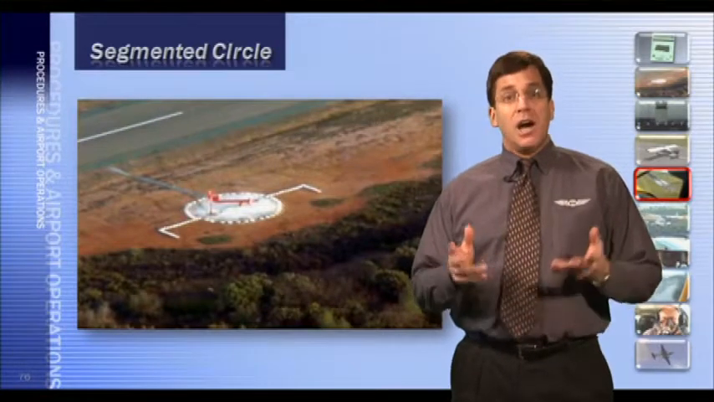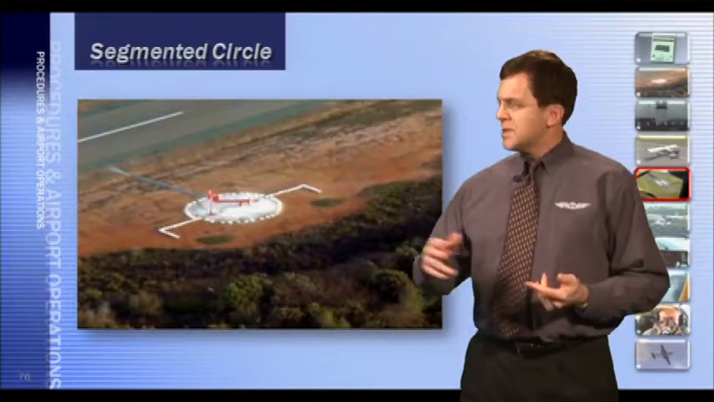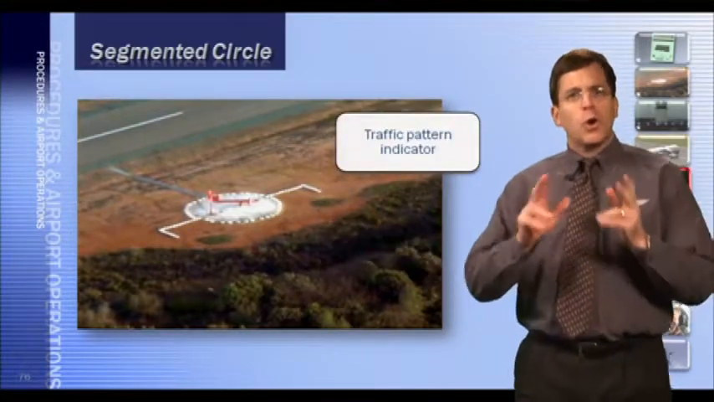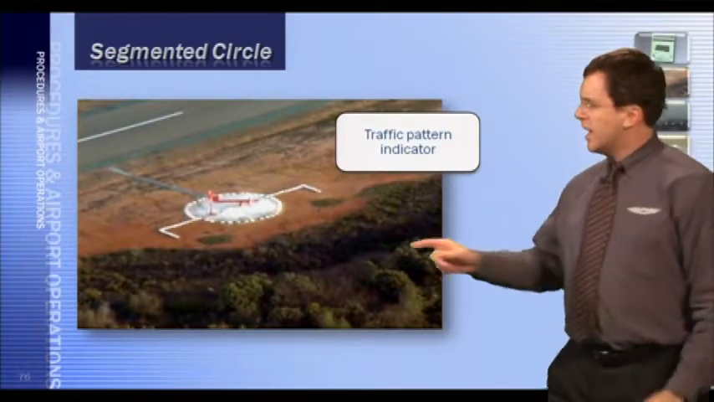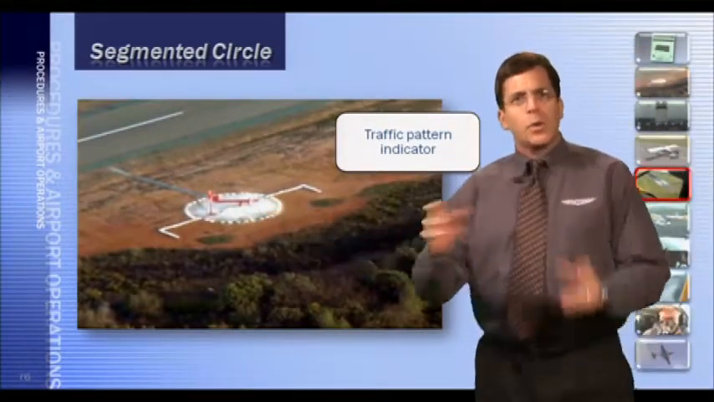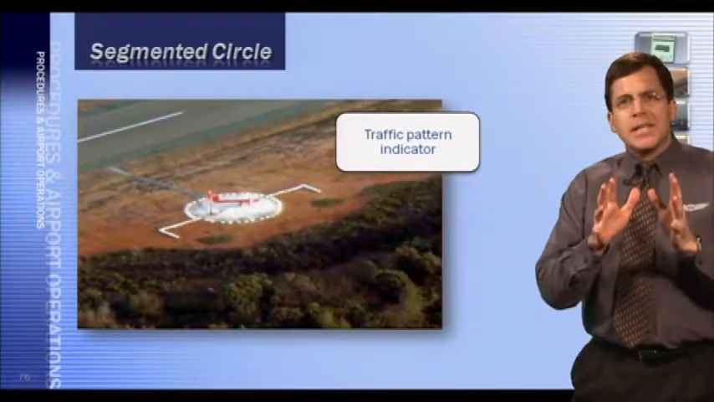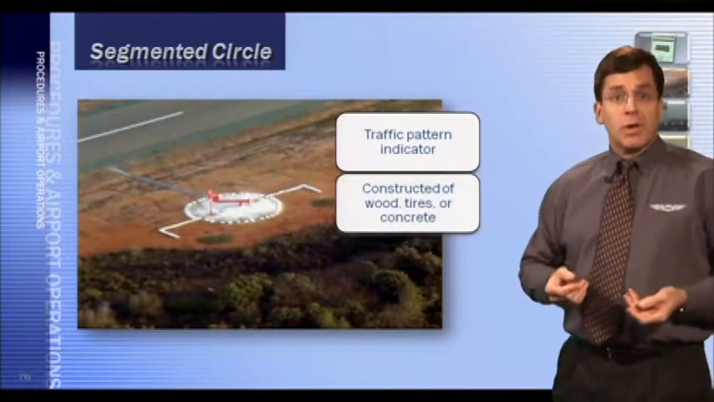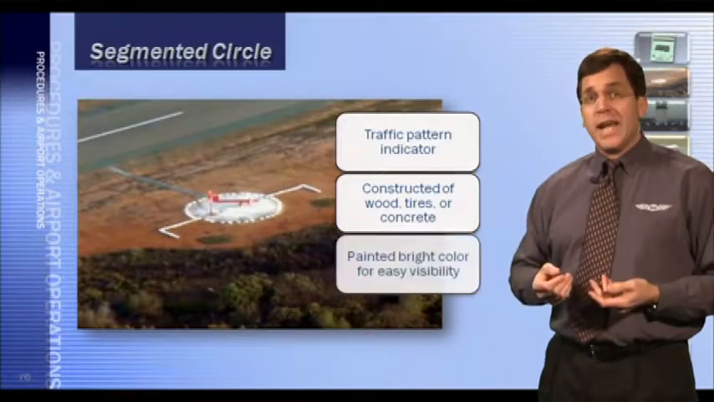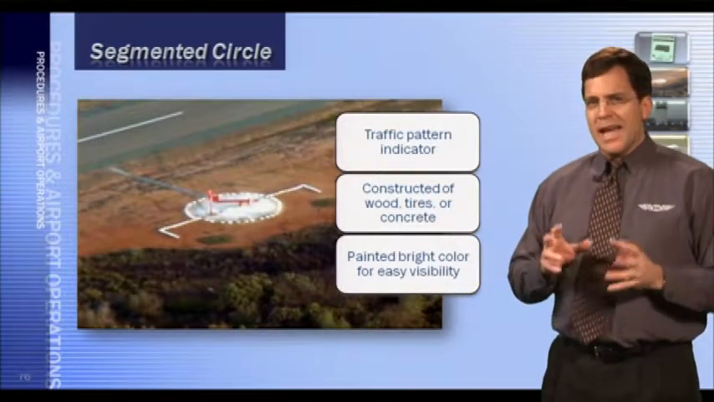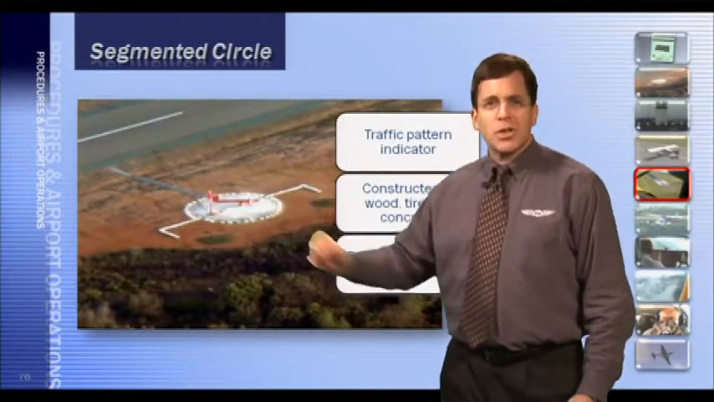Airports have markings and other indicators to help you fly the correct traffic pattern. For example, here's a traffic pattern indicator called a segmented circle. The segmented circle is marked in a white dotted line with hook-shaped lines like you see here extending from it. A segmented circle is made out of wood, concrete, or other materials. And it's painted a bright color, so it's visible when you fly overhead to check the traffic pattern. A windsock or other wind indicator is usually placed inside the segmented circle.